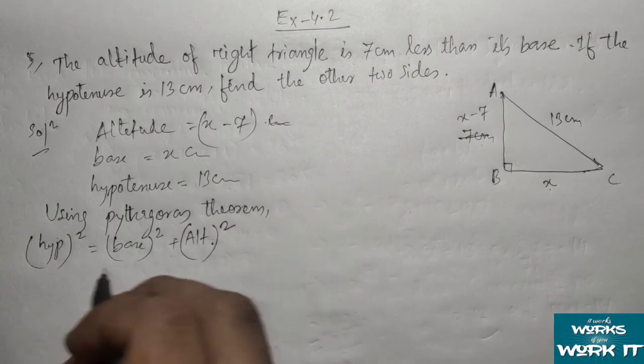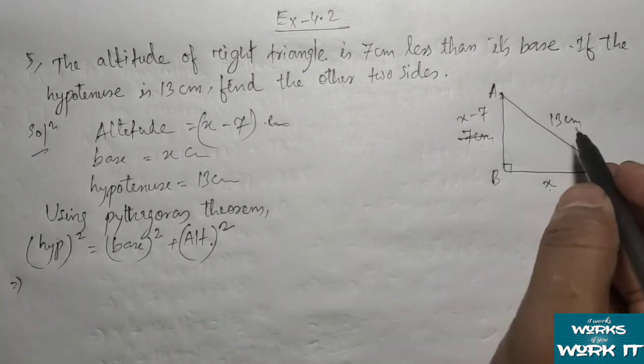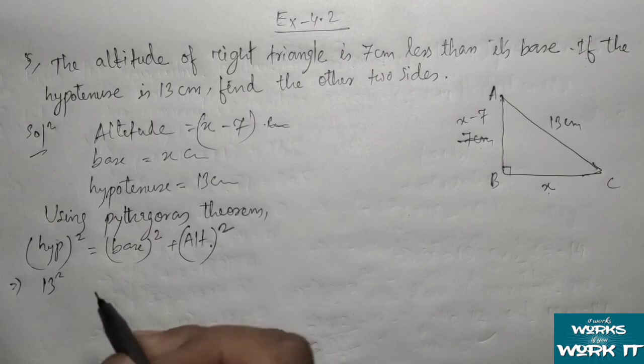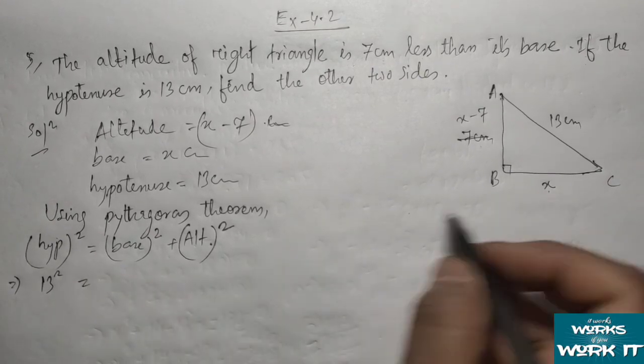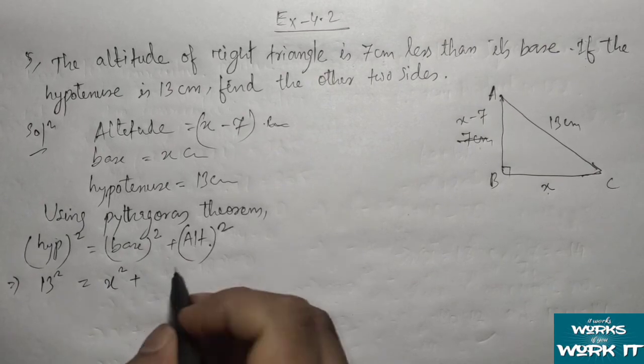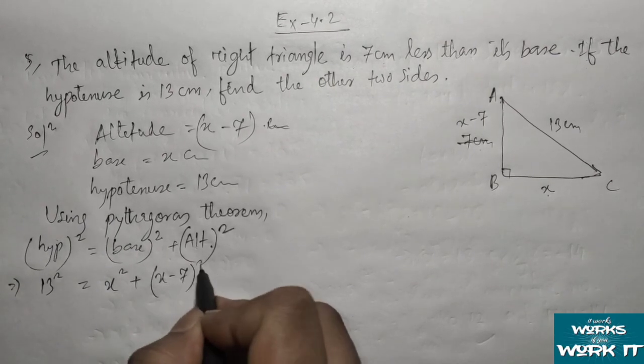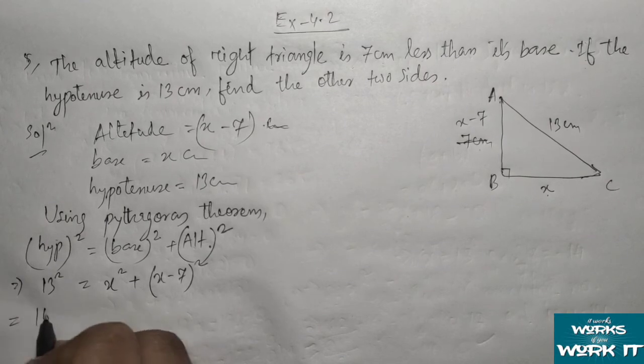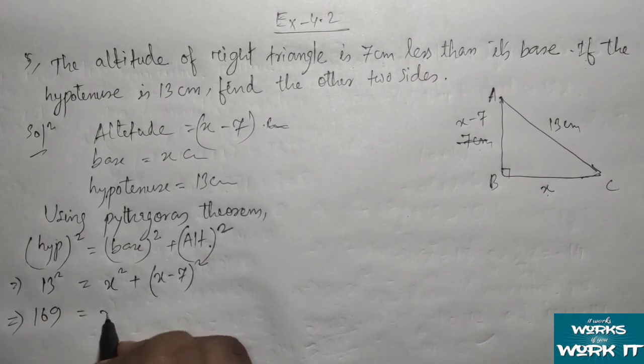Okay, or you can use the height also. So hypotenuse is already given here, 13 square. Then base we are taking as x, so it becomes x square. So altitude we are taking x minus 7 whole square. So 13 square will give us 169 equal to x square.